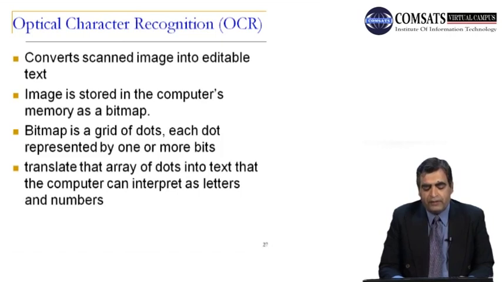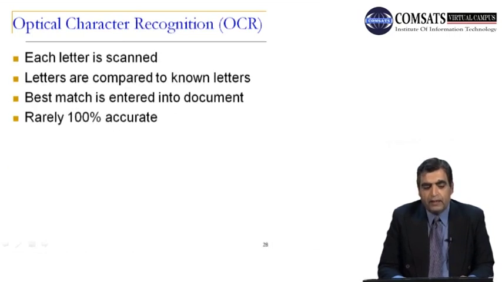When a scanner first creates an image from a page, the image is stored in the computer's memory as a bitmap. A bitmap is a grid of dots, and each dot is represented by one or more bits. The job of the OCR software is to translate that array of dots into the text that the computer can interpret as letters and numbers. Let's see how OCR works.